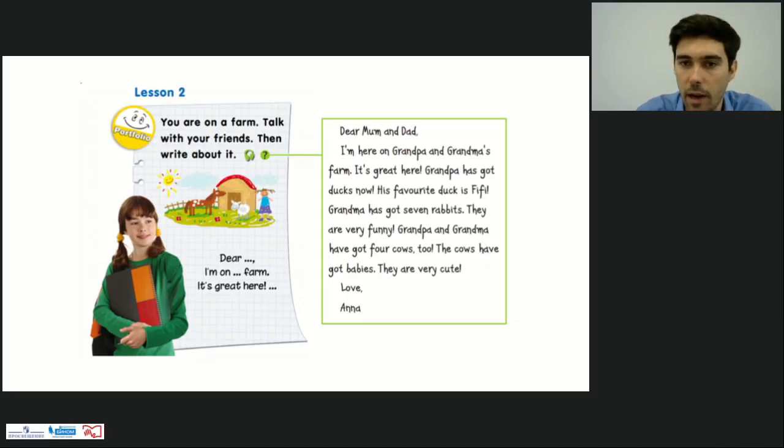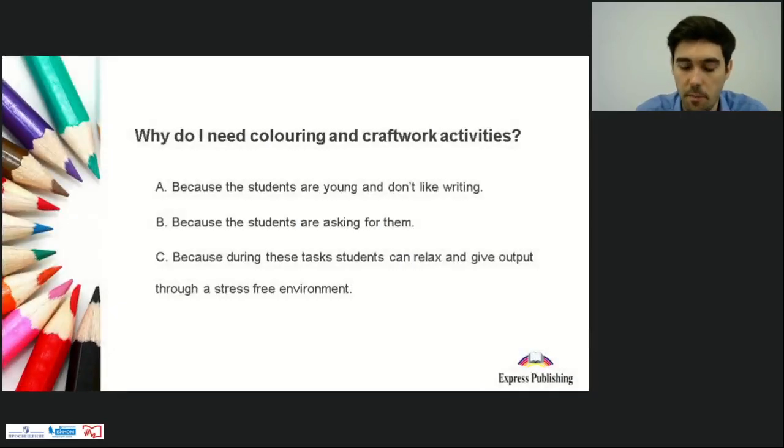Why do I need colouring and craft work activities? So many Express Publishing titles include quite often a colouring or craft work activities where students use their hands to make something. At primary levels, our young learners, as we know as teachers, they love to create things, they like using their hands, they're quite tactile learners. So why not incorporate this in our lessons? This is really the primary reason why we use them.